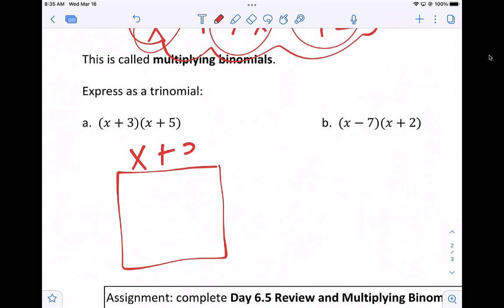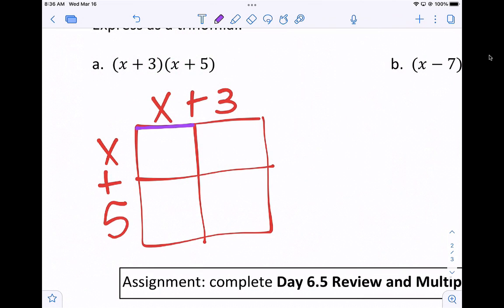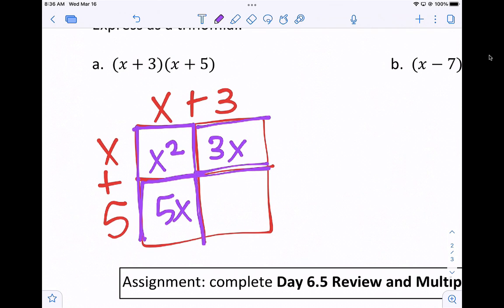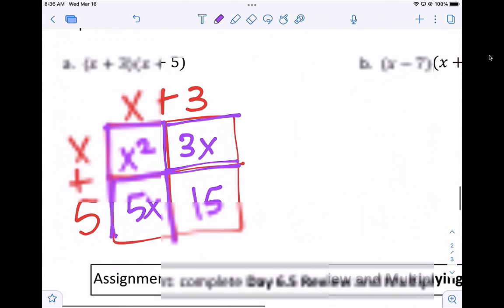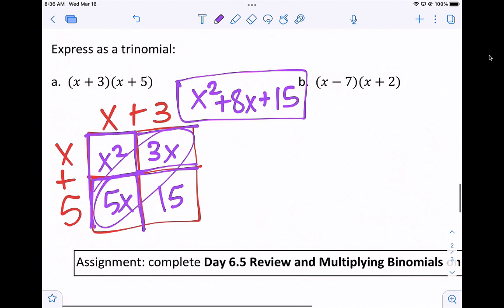And we have x plus 3 times x plus 5. And like Brennan's garden, we just want to find the area of each section. So in our first section is x times x, which is x squared. In our second section, it's 3 by x, or 3x. In our third section is x times 5, or 5x. And in our last section is 3 times 5, or 15. And then when we write it, we want to combine like terms. We can't put anything with the x squared, so we'll leave that. But we have a 5x and a 3x, so you can add those together to get 8x. And then we have our 15. So there is our trinomial, 3 terms, when we multiply the 2 binomials together.